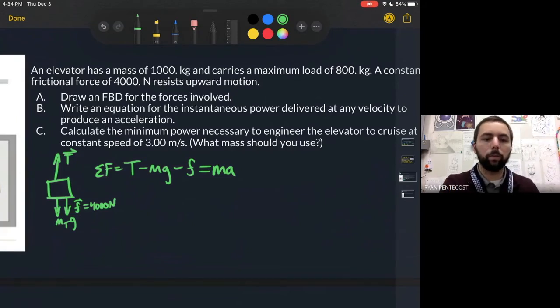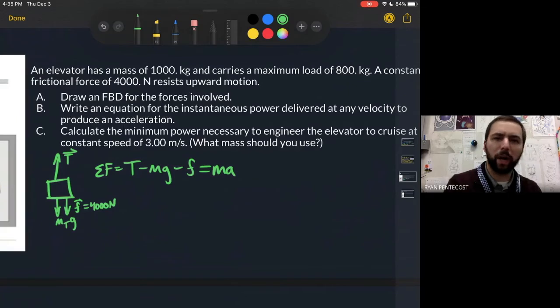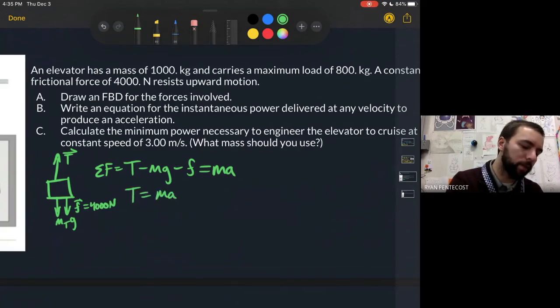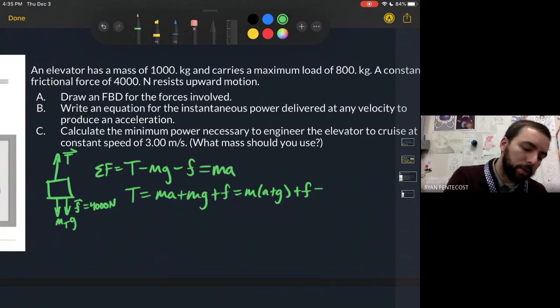Now, to do power, you can do summation of forces times velocity, right? We need to know the total unbalanced force acting to see how much power there's going to be. So if the tension is the one driving this power, delivering the power, you add everything else to the other side. You have ma plus mg plus friction. That can simplify to m times (a plus g) plus friction. Okay, so that's what we would get for our summation of forces.